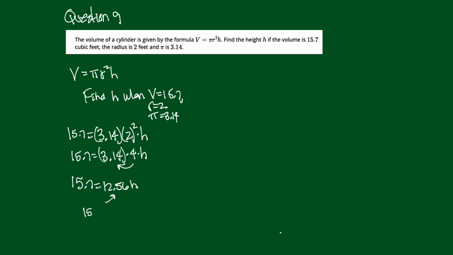And now we'll divide. So I'll get 15.7 divided by 12.56. That's h. So I'm going to do this on my calculator. Oh, how nice. h comes out to be 1.25. So the question is, find the height. The height is going to be 1.25, and the units that we're using here are feet.